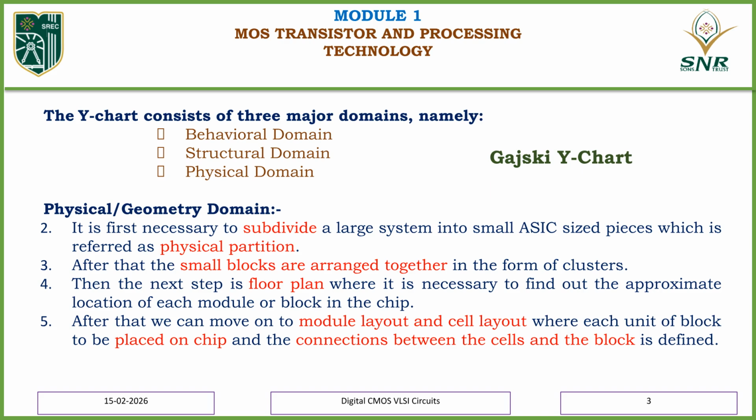Finally, the blocks are placed on the chip, and interconnections between cells and blocks are defined carefully. This step ensures that the design is ready for fabrication. Thus, the physical domain transforms abstract logic into real silicon implementation. Understanding these steps is very important because improper physical design can increase delay, power consumption, and chip area. Therefore, the physical domain plays a critical role in CMOS VLSI design.